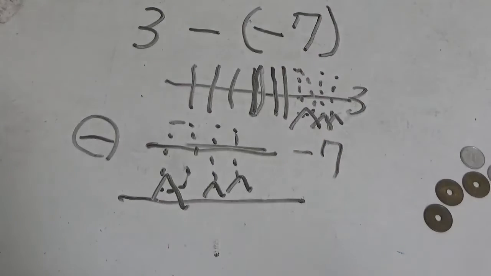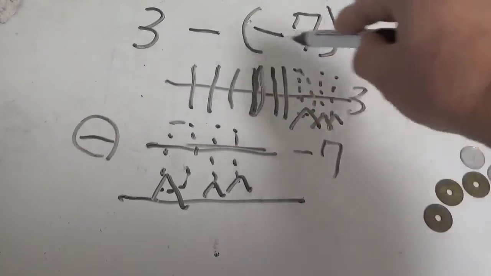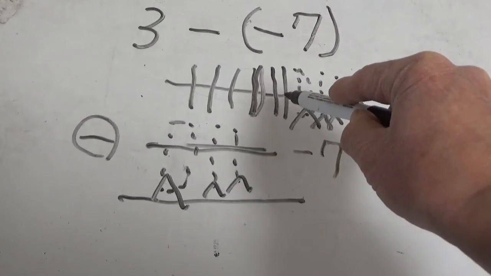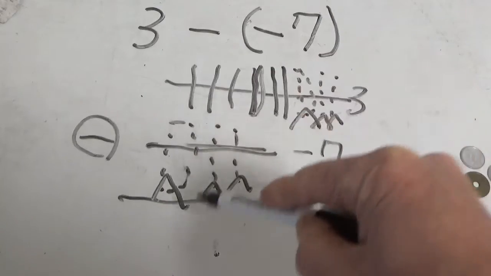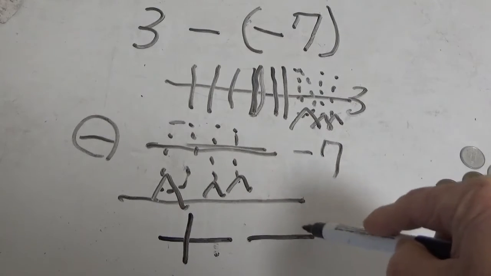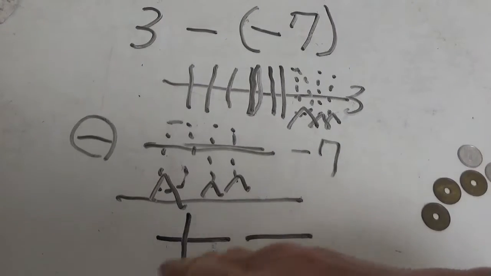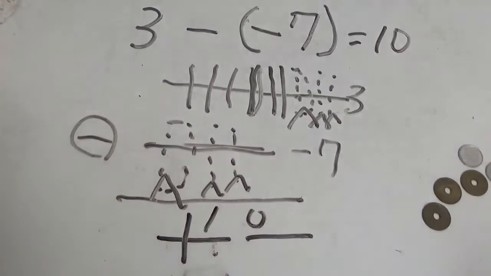But many people are confused why subtracting negative value minus 7 is the same as adding positive value 7, but it can be understood by this. So 1, 2, 3, 4, 5, and 5, that is 10. Okay.